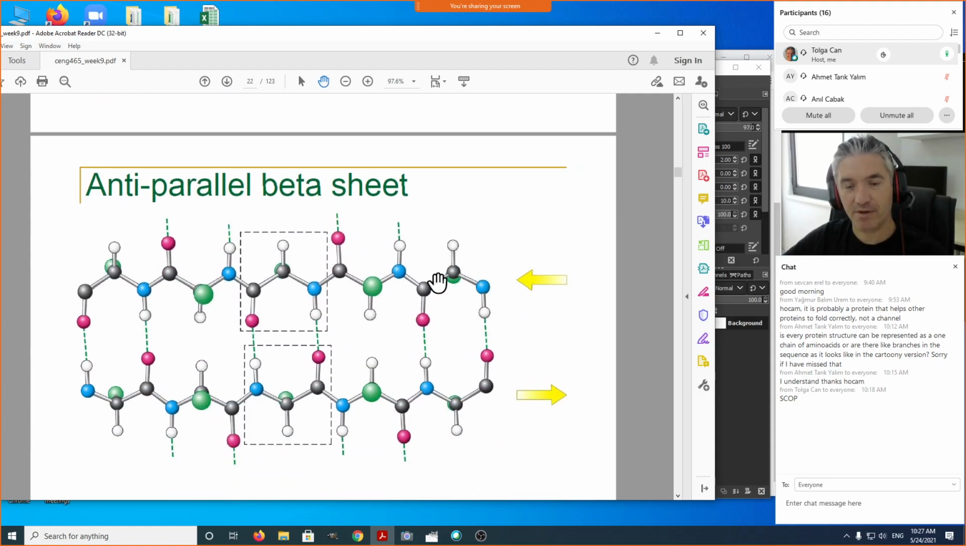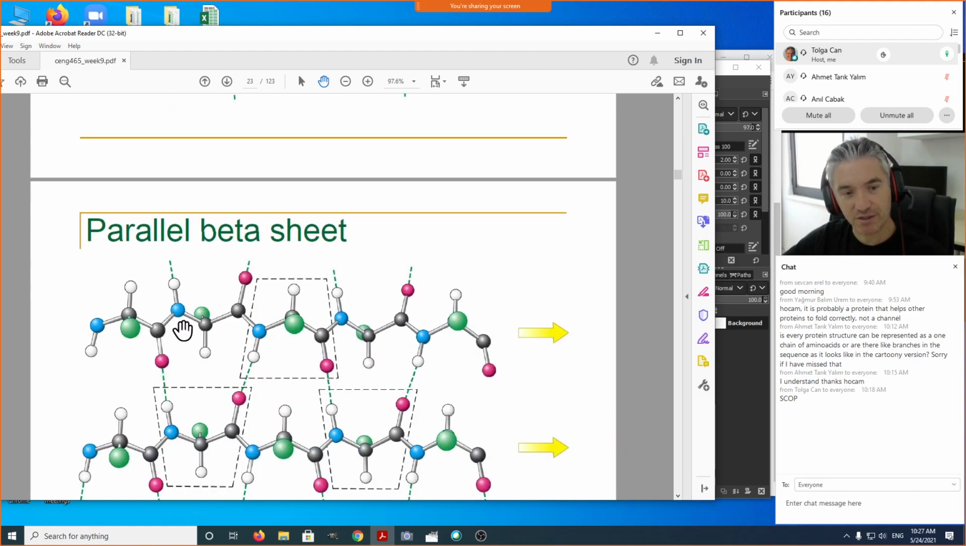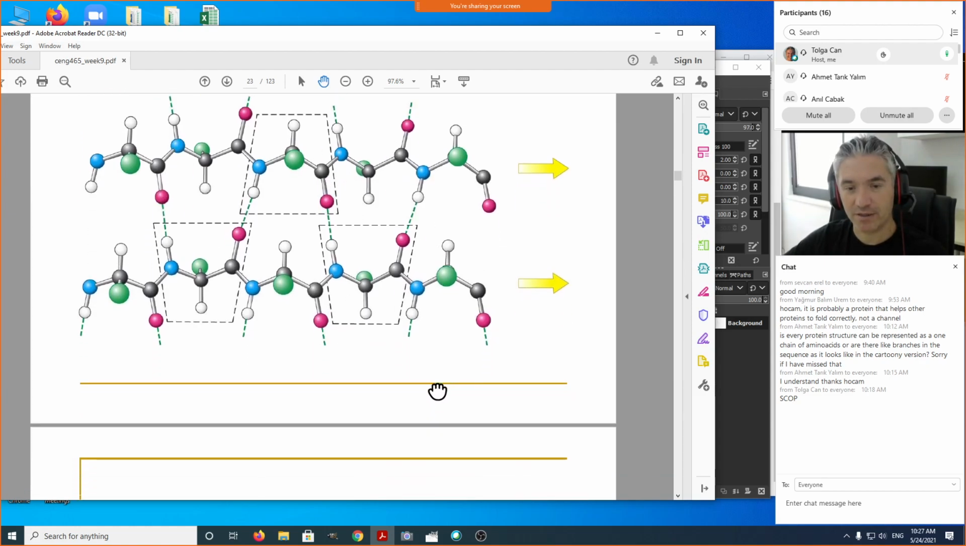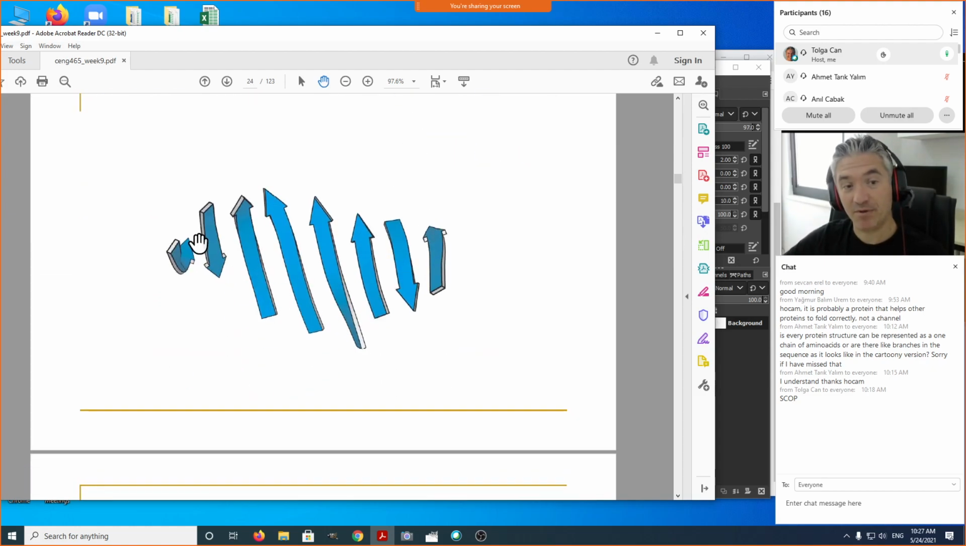Yeah, in anti-parallel sheet, the sequence order is reversed. In parallel beta sheet, the sequence order follows the same in both beta strands. So here's an example. Oh, actually, it's also nice. In some beta sheet, you may observe multiple things simultaneously. For example, if these two are parallel to each other, actually, this one is also parallel. Look at these three. They are parallel, but if you look at these three, they are anti-parallel.